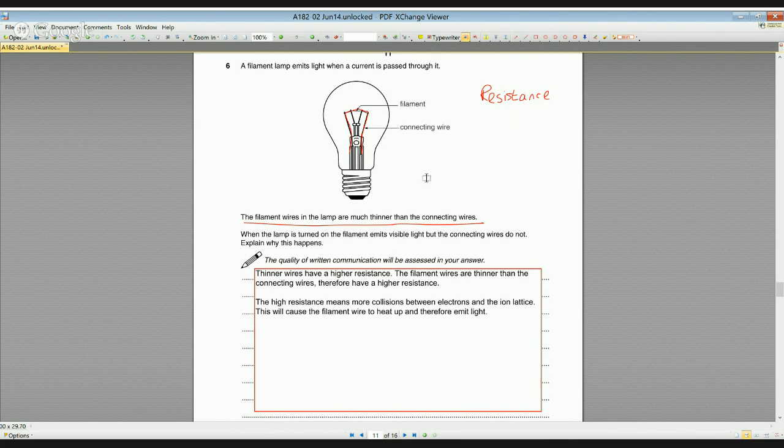The connecting wires have a low resistance, so there are fewer collisions. This means connecting wires are cooler and will not glow.